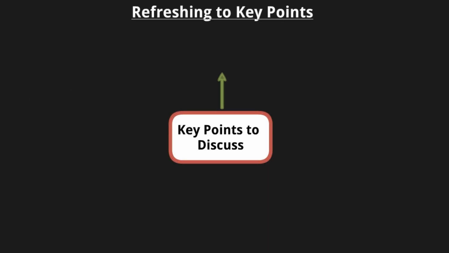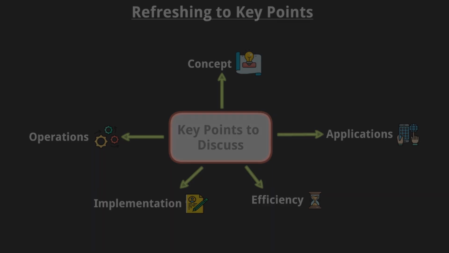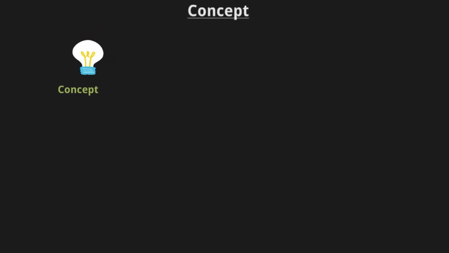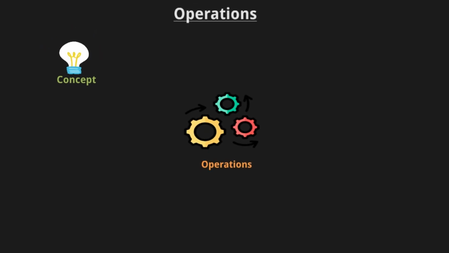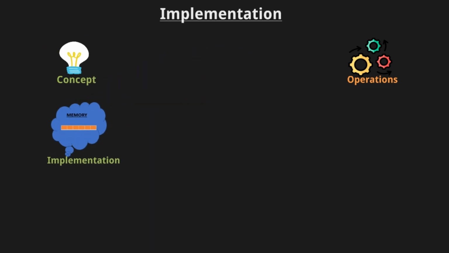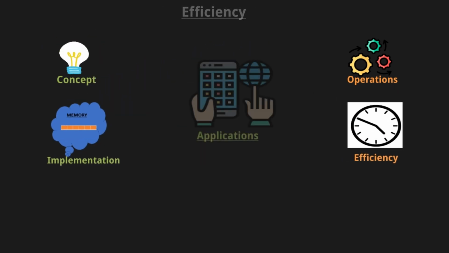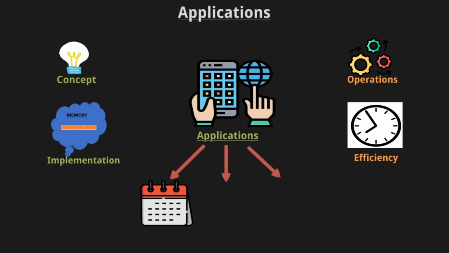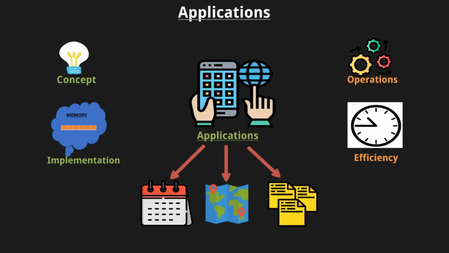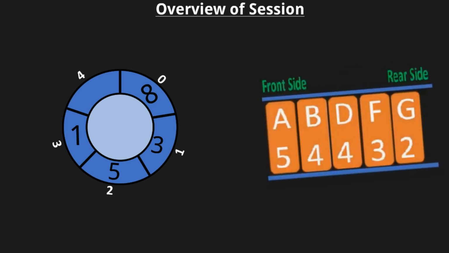When studying any data structure, there are a few important points we need to discuss. First, what is the concept behind this data structure? Next, what are the operations we can perform? And how do we implement those operations? We also need to consider how much time it would take to perform these operations. Finally, what are some practical applications for these specific data structures? In this session, we will discuss all of this for circular queues and priority queues, along with a comparison between different types of queues.